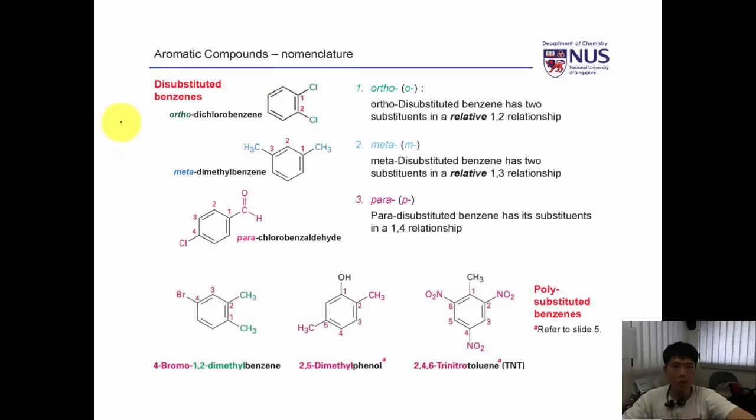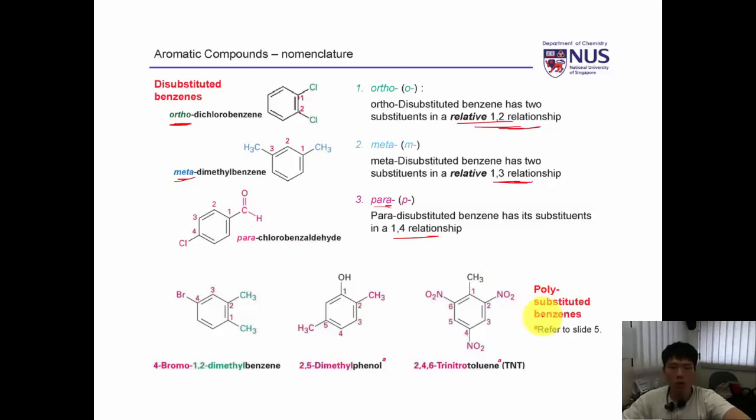For di-substituted benzene, we have a common name called ortho. Ortho, not the singer you find in the choir, but ortho means the side by side is 1-2 positions, relative 1-2 relationship. Meta means it's 1-3, and para is a 1-4 relationship. So in this case, we call it a para-substituted chlorobenzaldehyde.